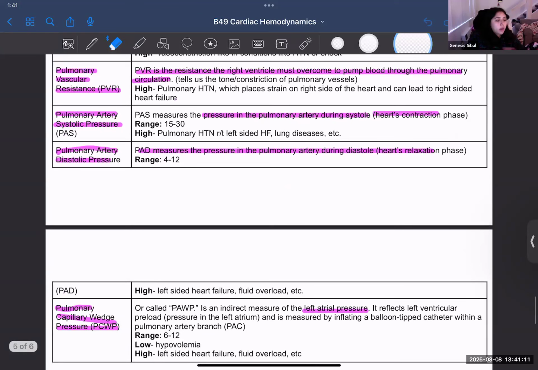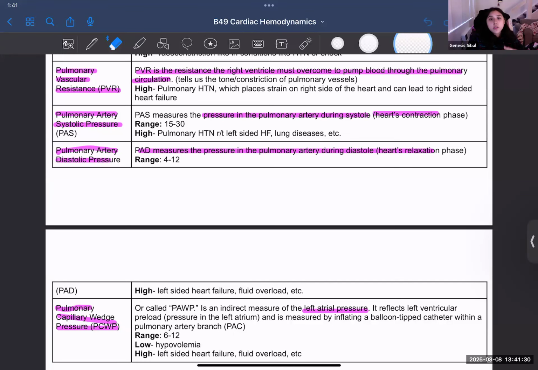Okay. Pulmonary vascular resistance. So all we're doing here is adding the word pulmonary to that. So it's getting more specific in terms of pulmonary. So pulmonary vascular, pulmonary vessel, right? So PVR is the resistance the right ventricle must overcome to pump blood through the pulmonary circulation.